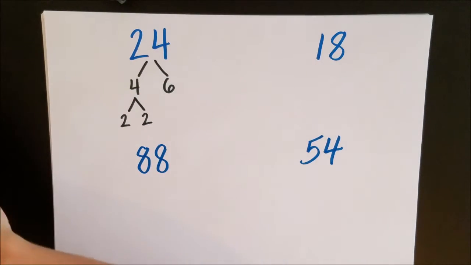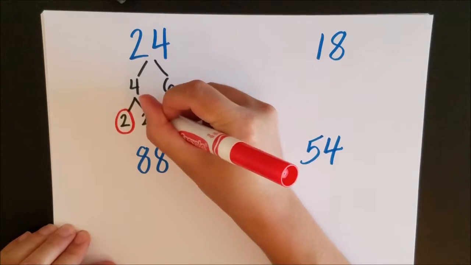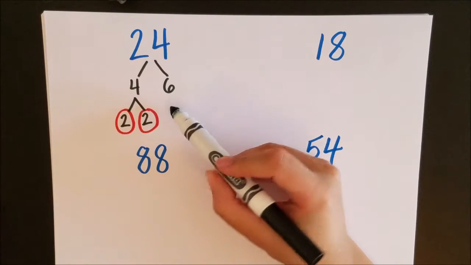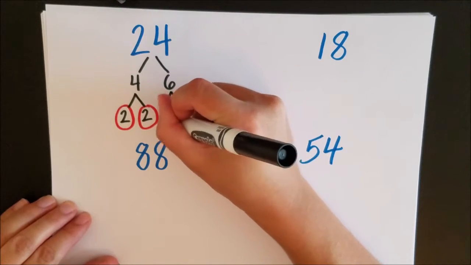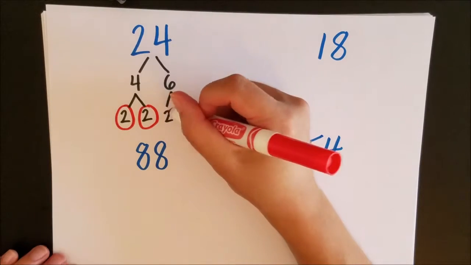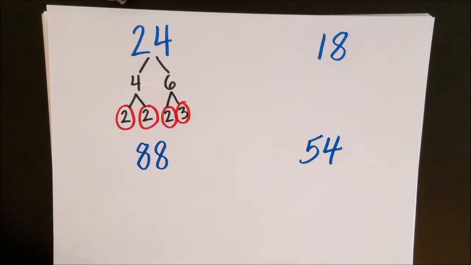And 2 is a prime number, so when I get to prime numbers, I'm going to circle them. So I know I'm done with that branch. And now I have to keep going on my other side. So I'm going to factor 6 into 2 and 3. And 2 and 3 are both prime numbers, so I'm going to circle those. And now I am done with my factor tree.